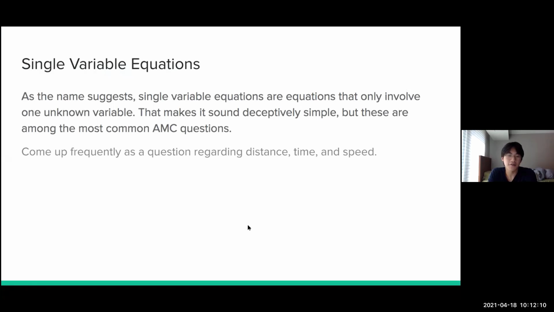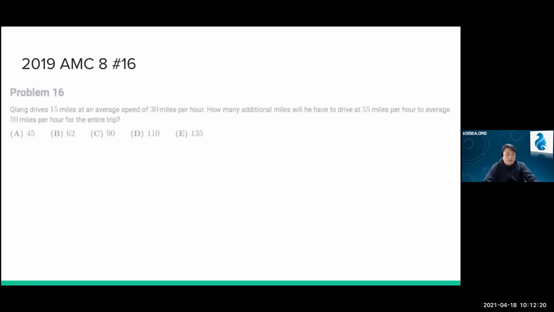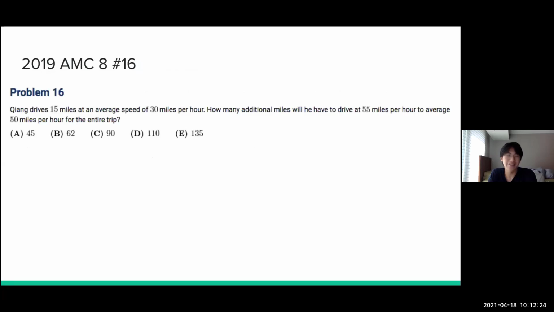These questions often appear as a question that regards time, distance, and speed. So let's look at an example straight away. The 2019 AMC 8 number 16 was, I'll read it out loud. Shane drives 15 miles at an average speed of 30 miles per hour. How many additional miles will he have to drive at 55 miles per hour to average 50 miles per hour for the entire trip?